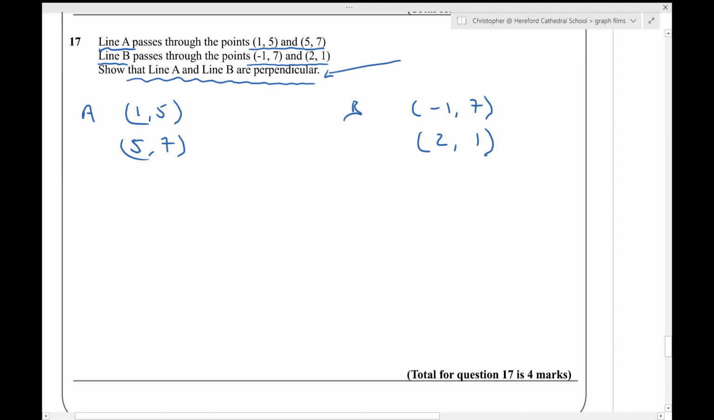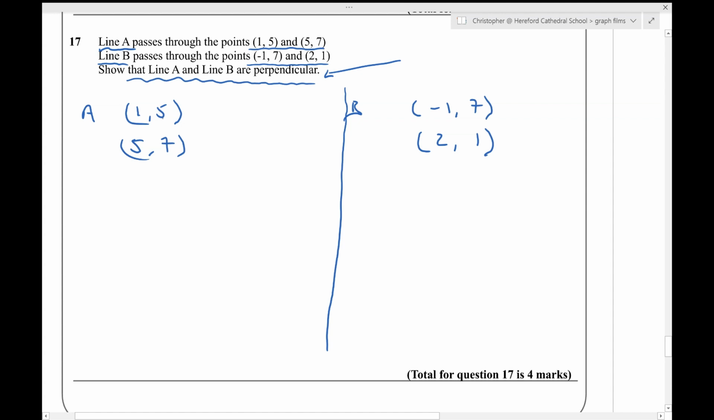Right, let's just pause, work out what we're being asked to do. If we need to show the two lines are perpendicular, we're only really going to be interested in their gradients. And if we can show that the product of their gradients is minus 1, then the lines are perpendicular. So let's work out the gradient of A, shall we? I'll draw a line here.